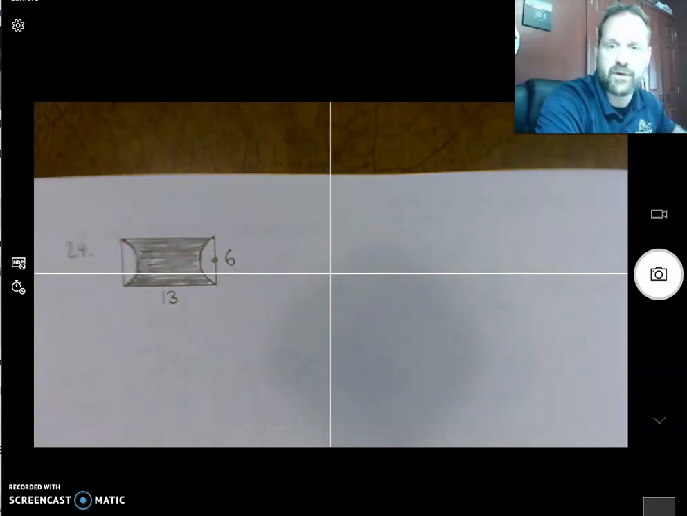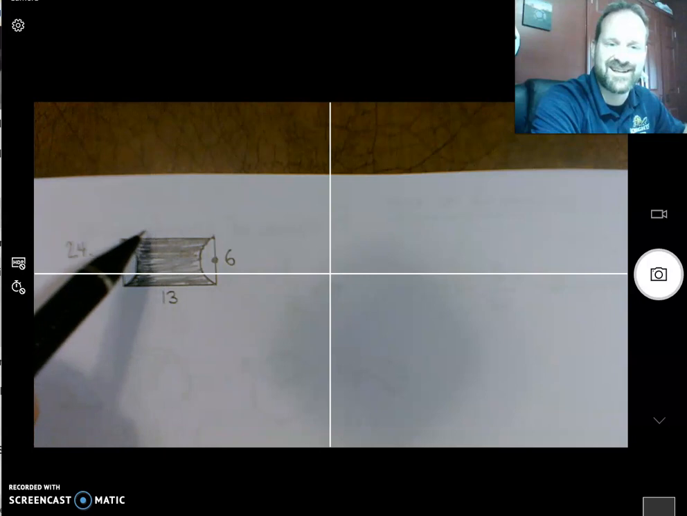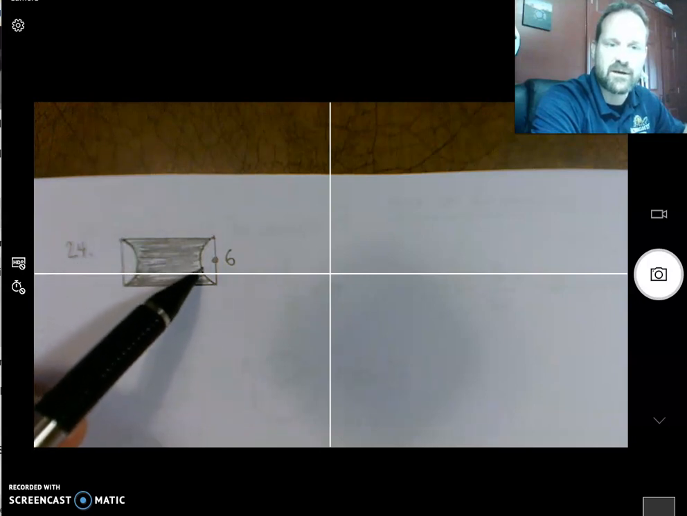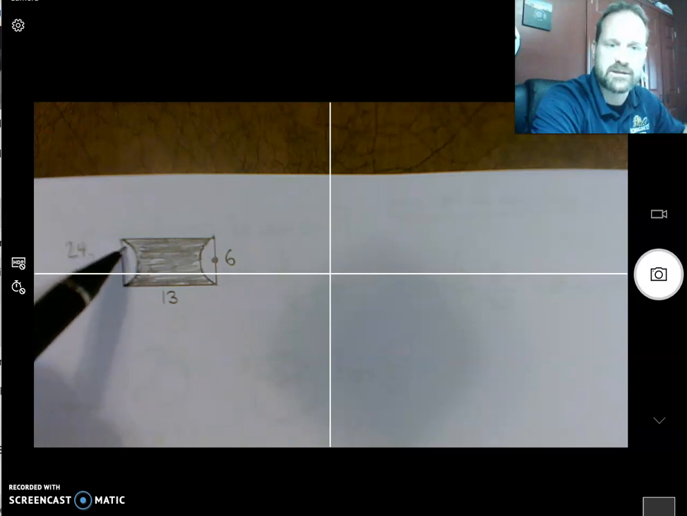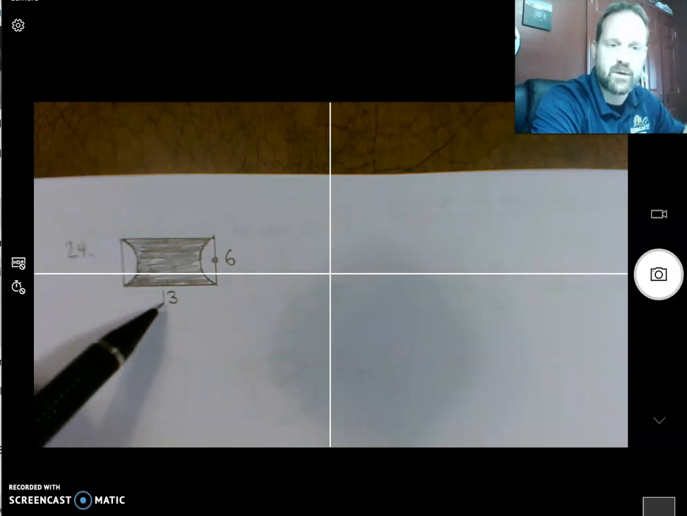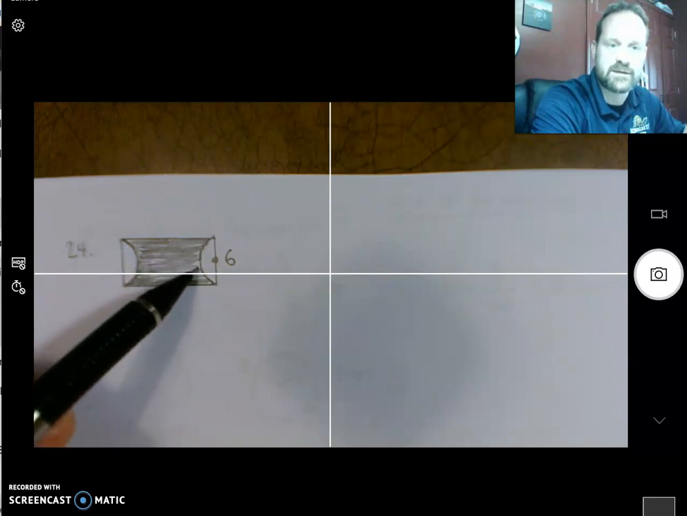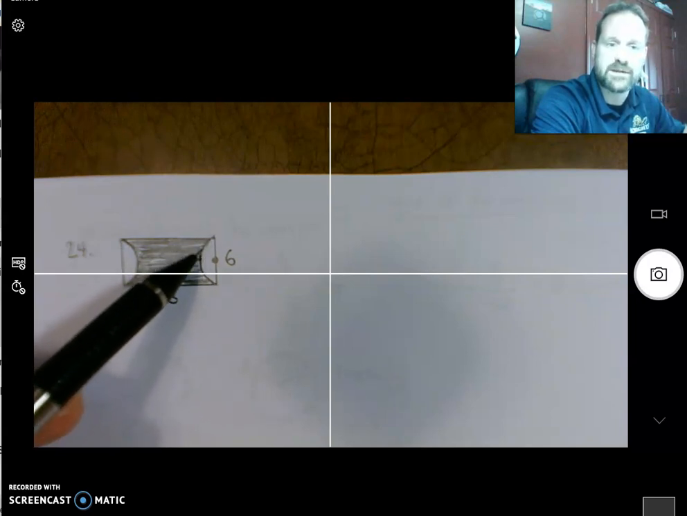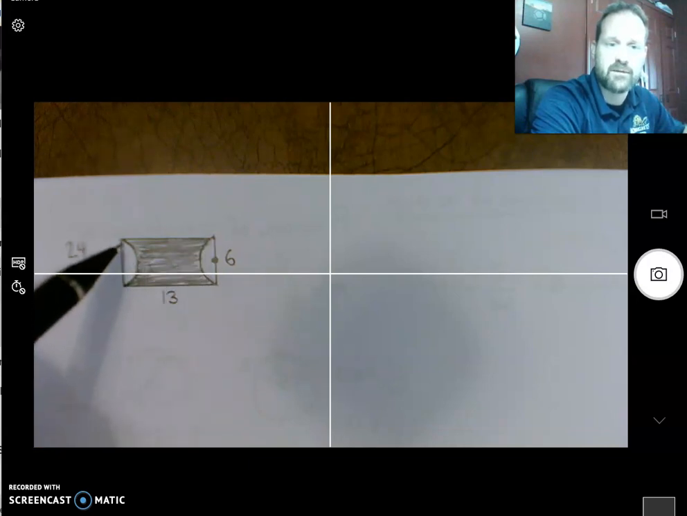Okay, so this is number 24, and they ask us to find the perimeter. If we're looking at the shaded region, always the shaded region, it would be this, plus this, plus this, plus this. We know that this is a rectangle, and this is congruent to that. So two halves make a whole. This is a semicircle, or half a circle. So this half plus this half.